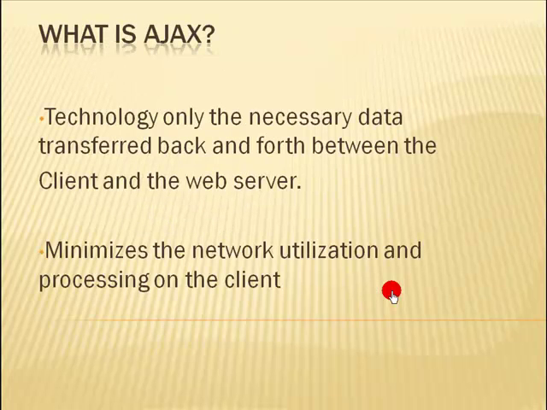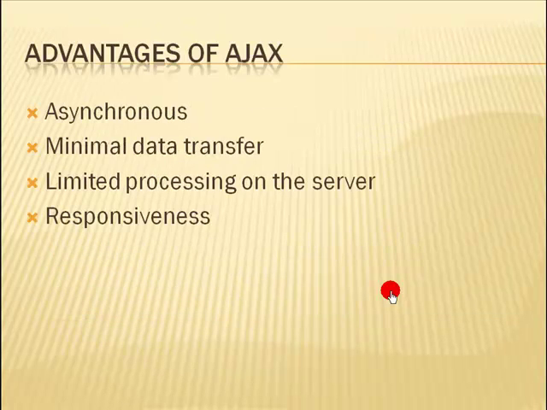What is Ajax? Ajax is a technology where only the necessary data is transferred back and forth between the client and the web server. And Ajax minimizes the network utilization and processing on the client. These are the two main processes of Ajax. Okay. Now we will go to our second topic. The second topic is the advantages of Ajax.